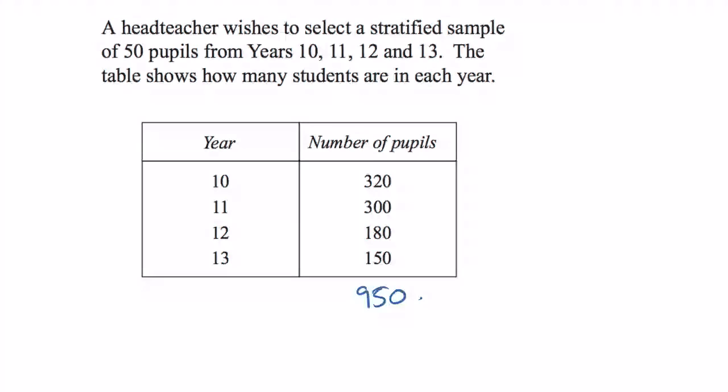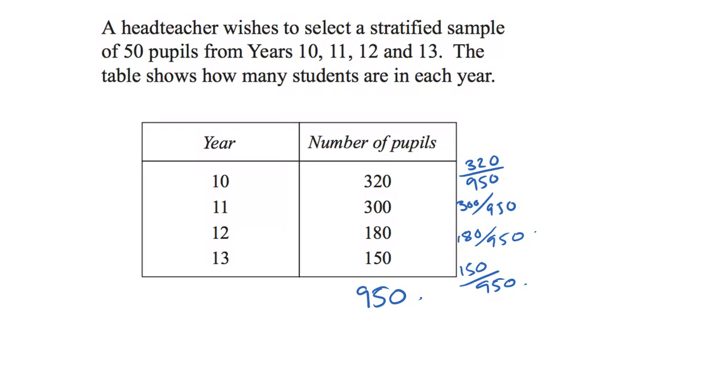Now, the second step is to think about probabilities, the probability of selecting one of these pupils at random. For the year 10 students, and I'm not going to simplify this, it would be 320 out of 950. For year 11, it would be 300 out of 950. For year 12, it would be 180 over 950, and for year 13 it would be 150 over 950. So that's the probability, unsimplified, of selecting one of these pupils at random.